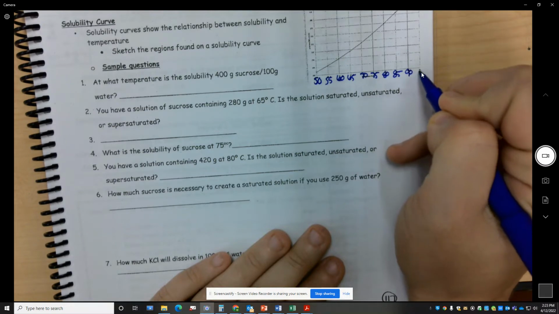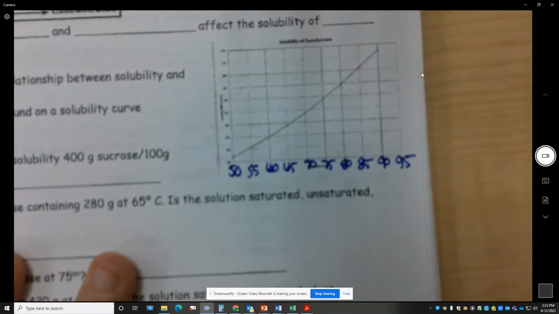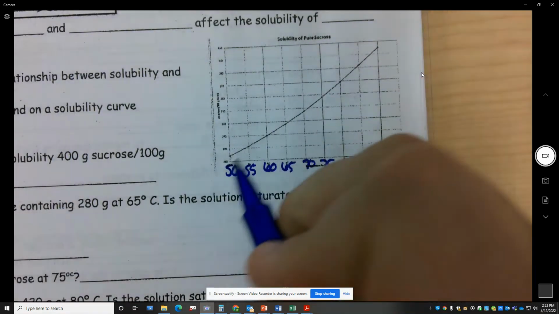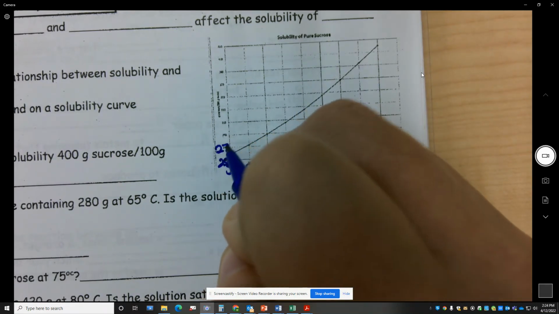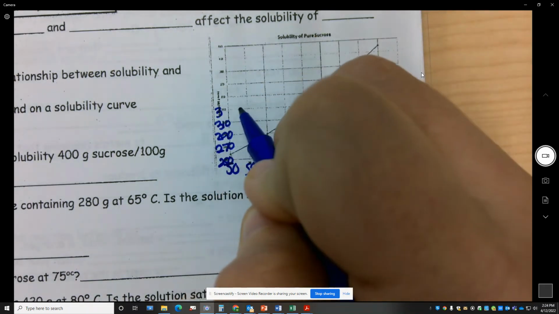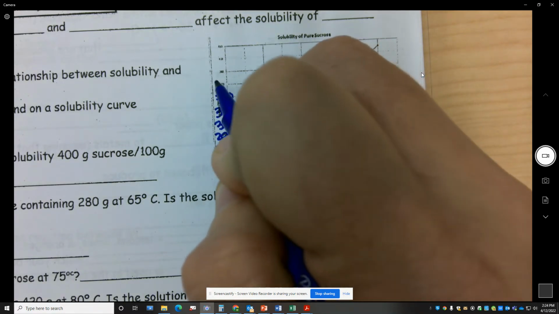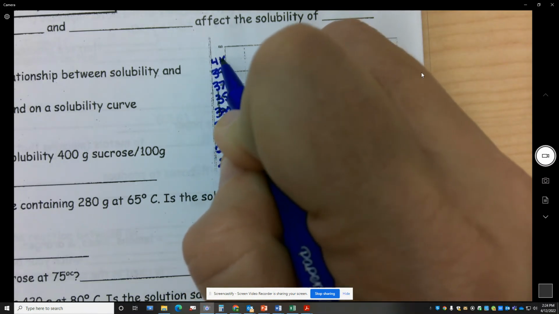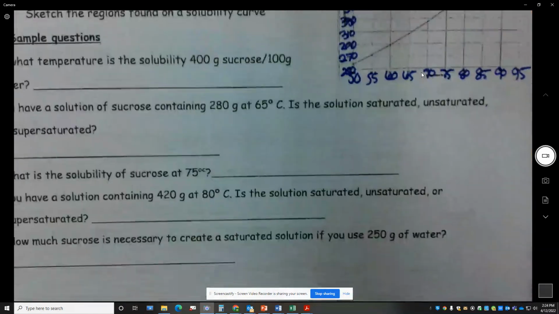85, 90, 95. Okay, and then the y-axis, and it might look different on yours, but we're going to go with this. It starts at 250 and goes up by 20. So 270, 290, 310, 330, 350, 370, 390, 410, and 430. Okay. And so we're going to go through and answer these questions.